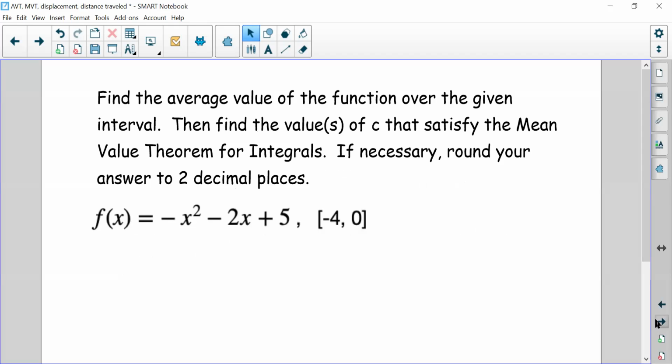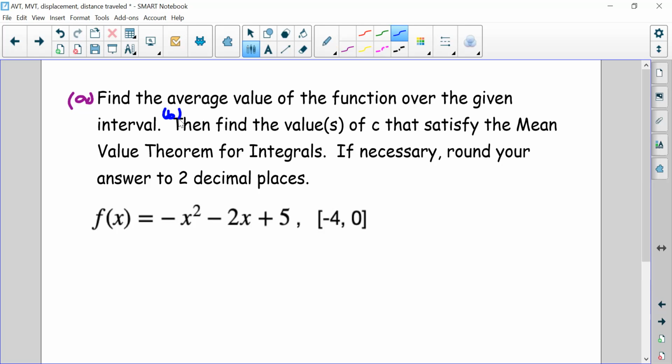That's going to be my part A. Find the average value of the function over the given interval. And then for part B, we're going to ask to find the value or values of c that satisfy the mean value theorem for integration. And if necessary, we're going to round to 2 decimal places.